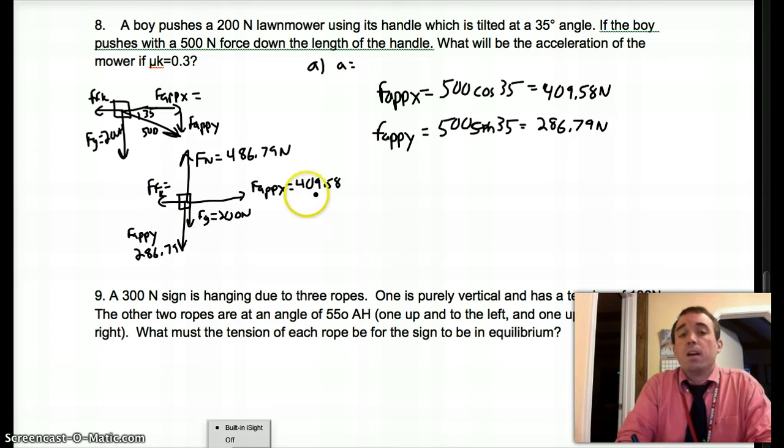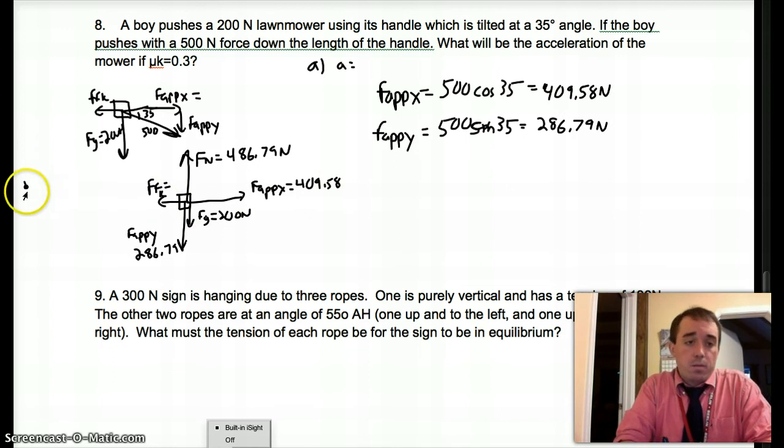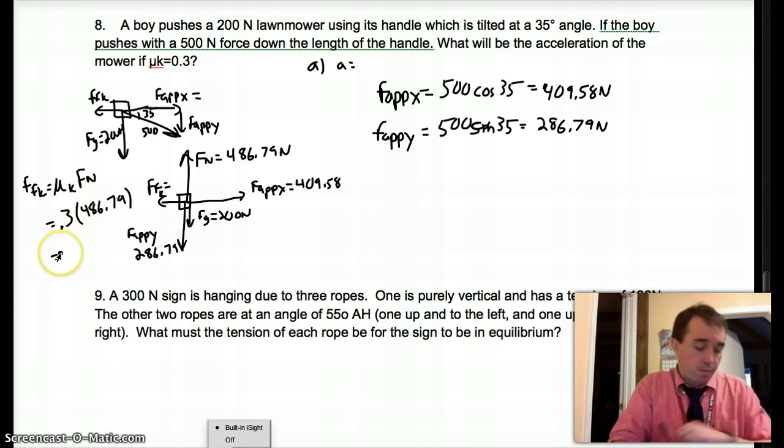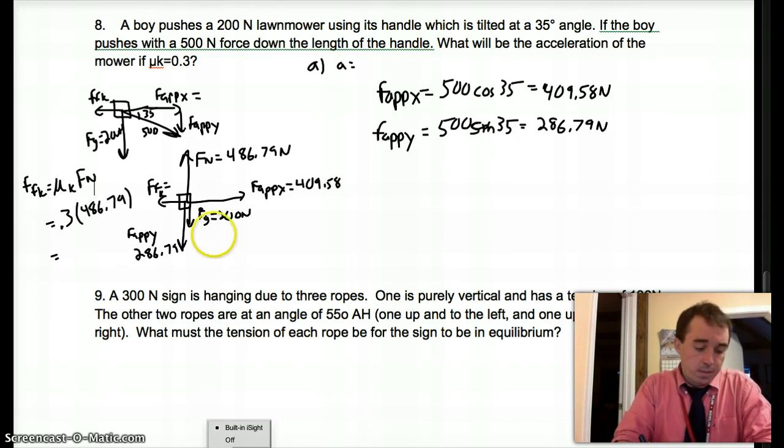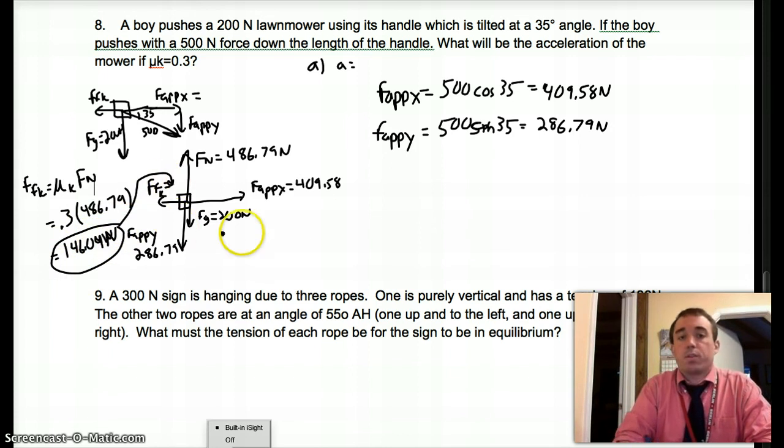We know it's FFK. By following the equation, mu k times the normal force, we can calculate it. We know mu k is 0.3 times our normal force, 486.79. 0.3 times 486.79 is 146.04 newtons. That is our force of friction.